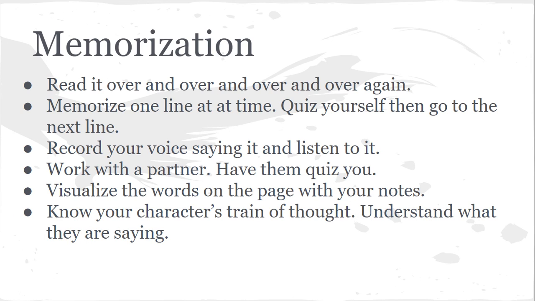Know your character's train of thought. Understand what they are saying. So you want to look at what they're saying and think about, all right, in the beginning, I'm talking about how my day was going. And then I start to question my relationship with so-and-so. And then by the end, I realize I have a crush on him. So look at the sequence or the pattern of the character's thought. What are they working through in their brain? And what order is that?